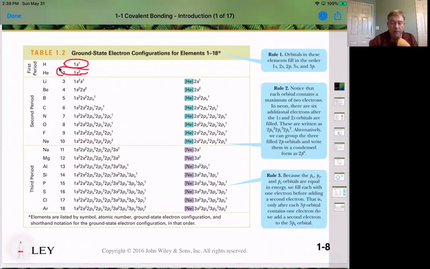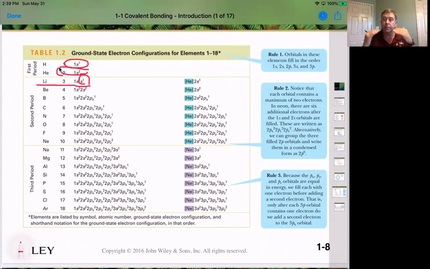Lithium is our next element up. We're going to put 2 electrons in our lowest energy level, our number 1 energy level, and 1 electron in our second energy level. That 1 electron has to go in our s orbital in the second energy level.